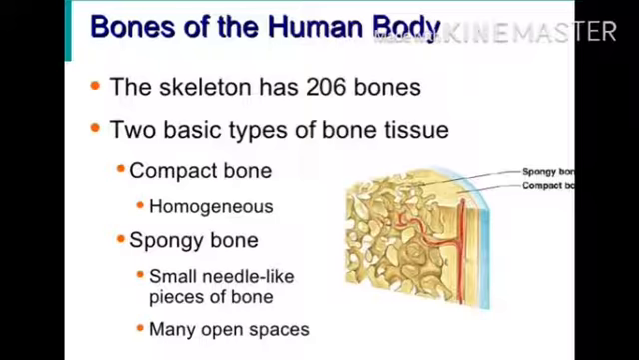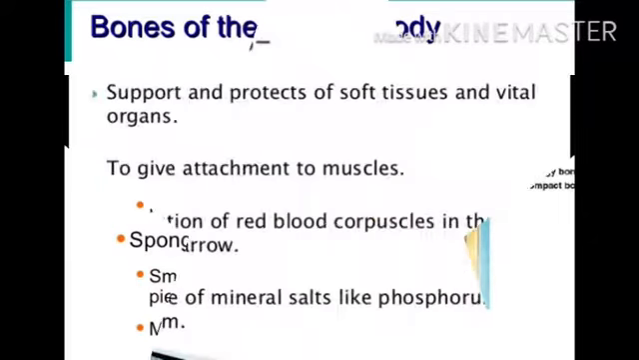Bones of the human body. The skeleton system of a human body is made up of 206 bones and cartilages. Bones are hard, cartilage is soft and elastic. Two basic types of bone tissue are compact bone, which is homogeneous, and spongy bone, small needle-like pieces of bone with many open spaces. Spongy bone is basically at the top or edge of the bone.